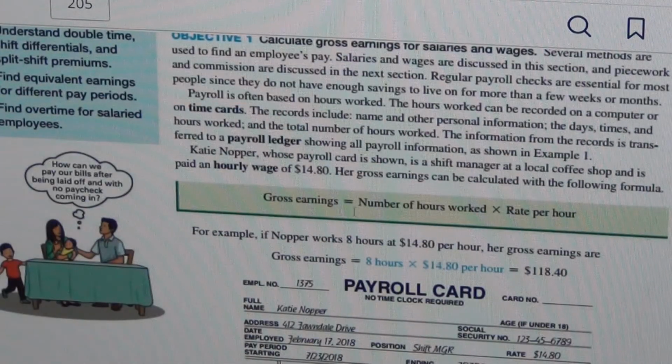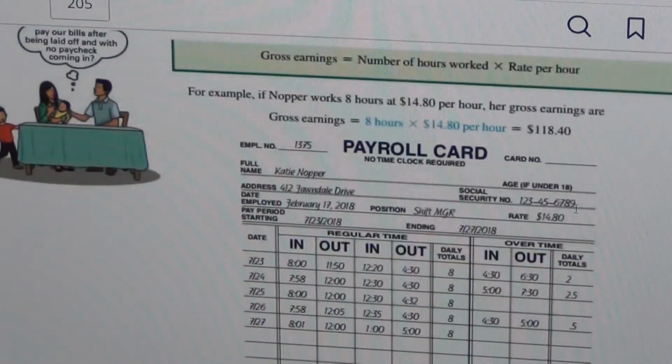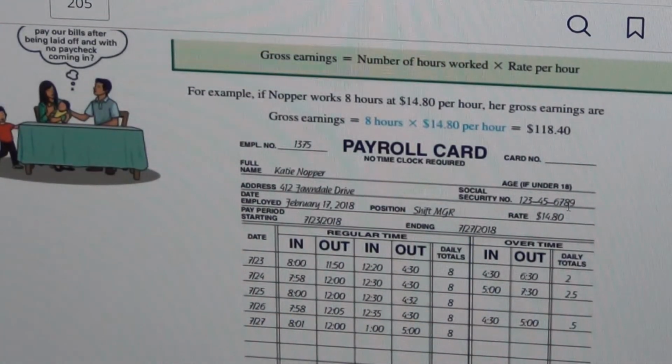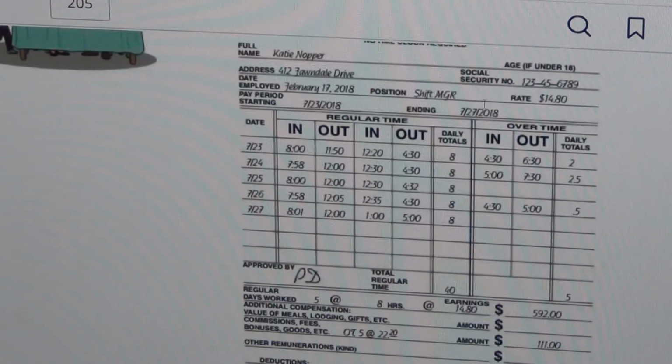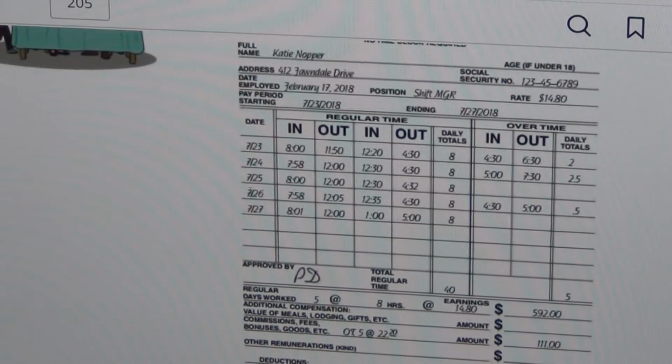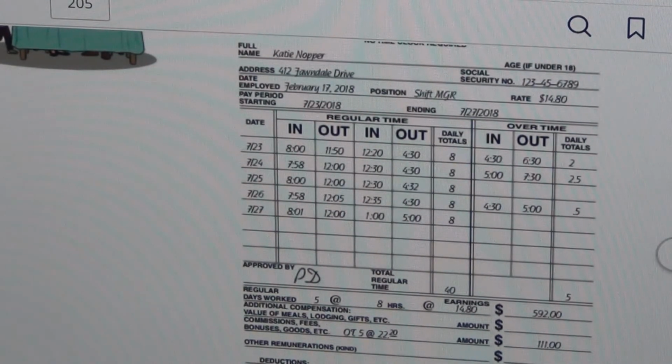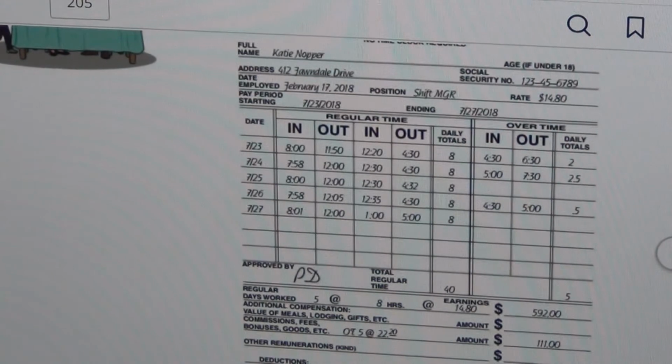Gross earnings are computed by taking the number of hours worked times the rate per hour. Most of you are familiar with turning in timesheets, so here's an example of a timesheet. You're going to be submitting to your payroll department all the hours that you've worked. The hours are added up in total, and then they multiply the number of hours you've worked by the rate that's appropriate. It depends on the circumstance or situation as to how that really works.